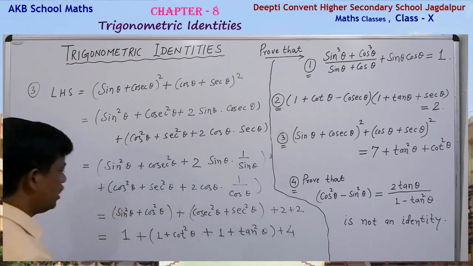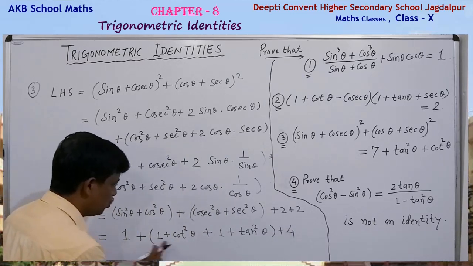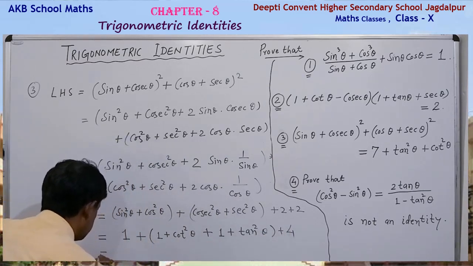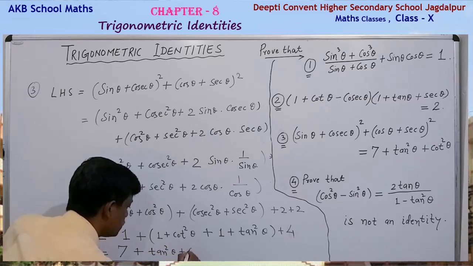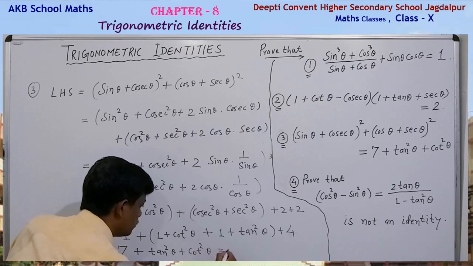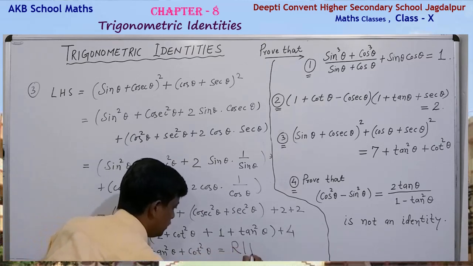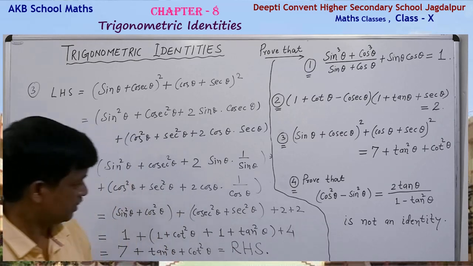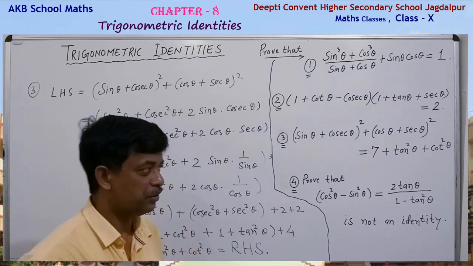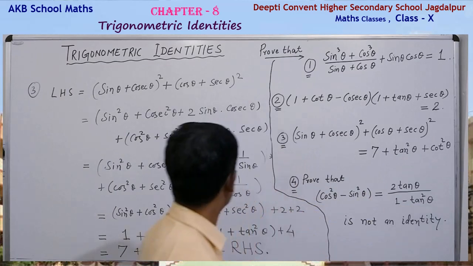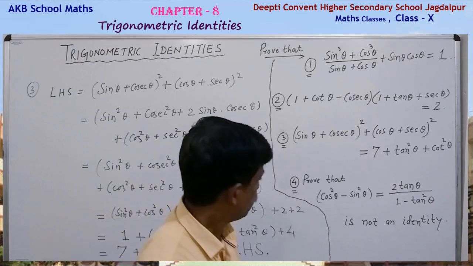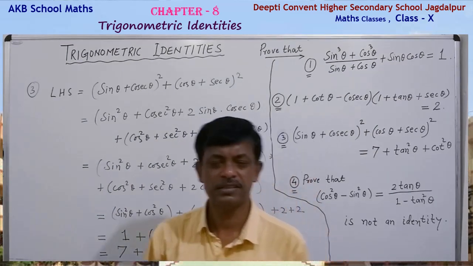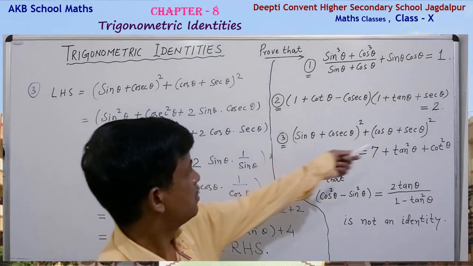So now you can collect what? 1, 2, 3 and 4, 7. So this is equal to 7 plus tan square theta plus cot square theta. This is what? The right hand side. Okay, we have just proved it. Our target is this, so that's why we are doing it like this. So this was the proof of question 3, that is, proving of this identity.